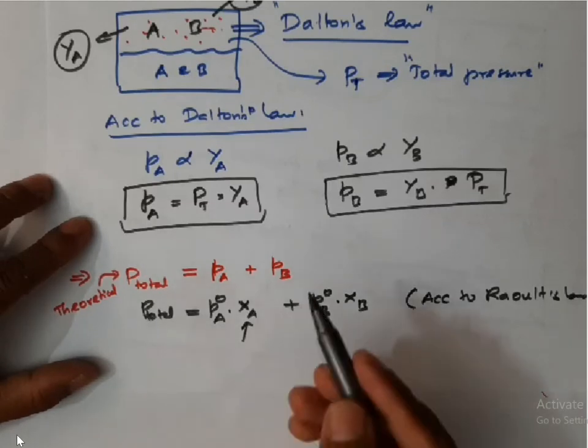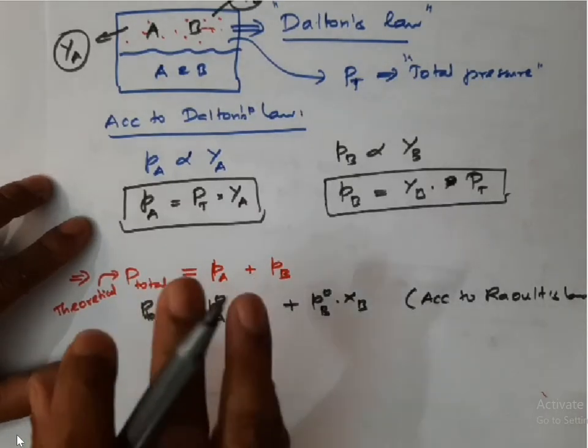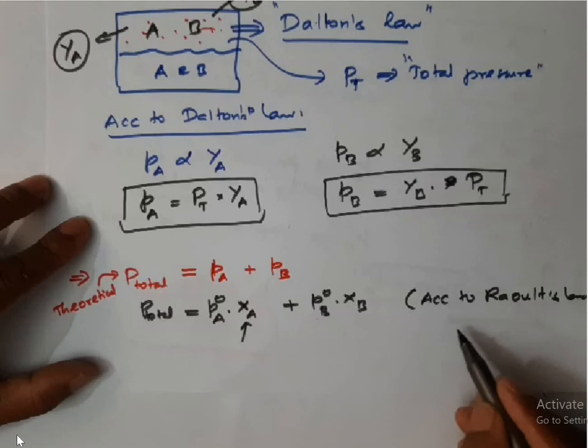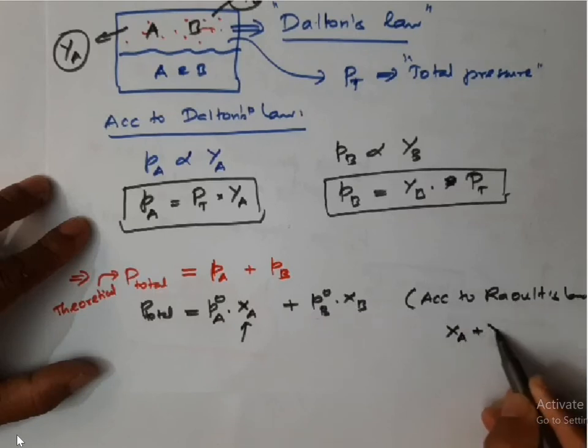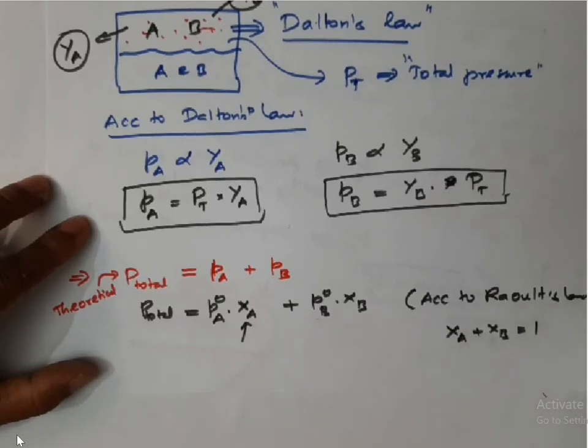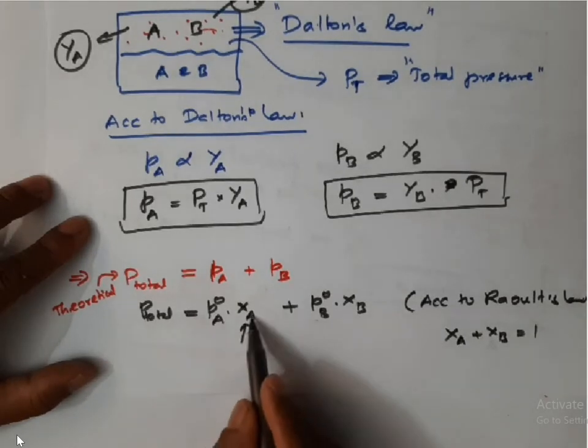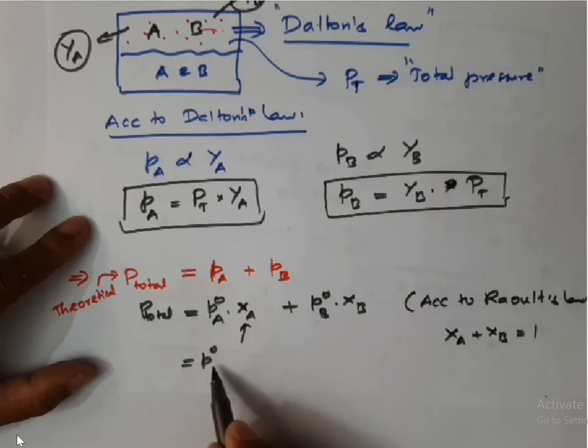Since we have taken a binary solution, in a binary solution the mole fraction of A plus the mole fraction of B should be equal to 1. Therefore I can write the mole fraction of A as follows, and I'll keep this P naught A as such.